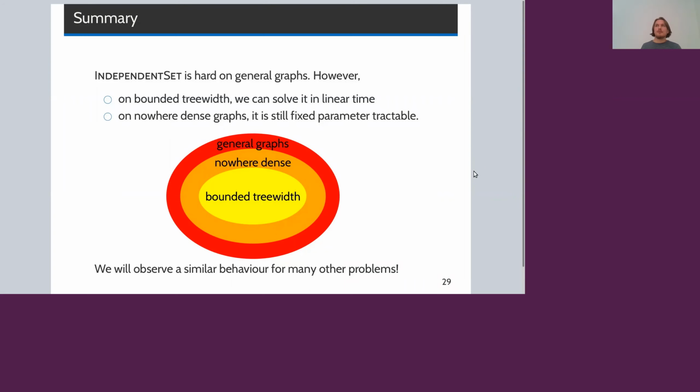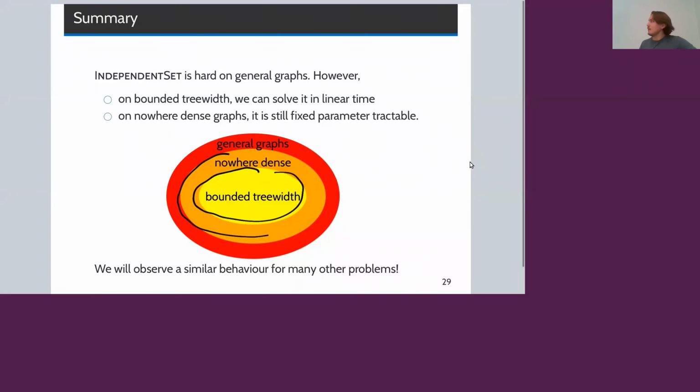Yeah, so we've got to define the notion of bounded tree width and nowhere dense. And if you don't know what this is so far, then you can think of bounded tree width as generalizing trees, and nowhere dense as generalizing planar graphs. And then you get a similar picture for our independent set problem. On bounded tree width, you can solve it in linear time, on nowhere dense classes, FPT.